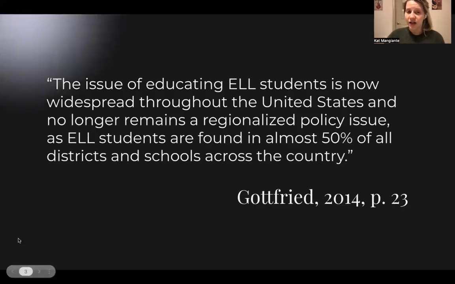And next, I have a quote that establishes a little bit more about why this is a challenge in education. "The issue of educating ELL students is now widespread throughout the United States and no longer remains a regionalized policy issue, as ELL students are found in almost 50% of all districts and schools across the country." This is from a paper written by Gottfried.